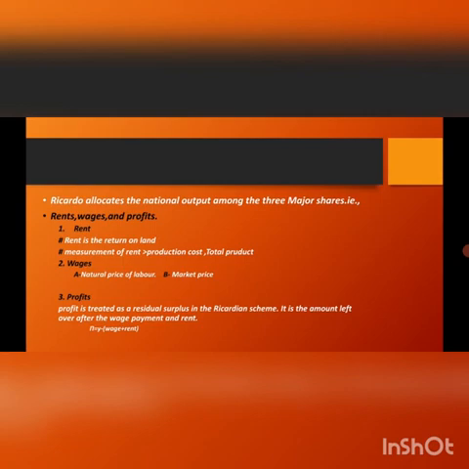And the second one is the market price. Market price is the wage level which actually prevails in the market at a particular time, and which is determined by market forces, that is demand and supply. And the next one is profit. Profit is the final share out of income. Profit is treated as a residual surplus in the Ricardian scheme. It is the amount left over after the wage payment and rent. That is, profit is equal to national product Y minus wages plus rent.